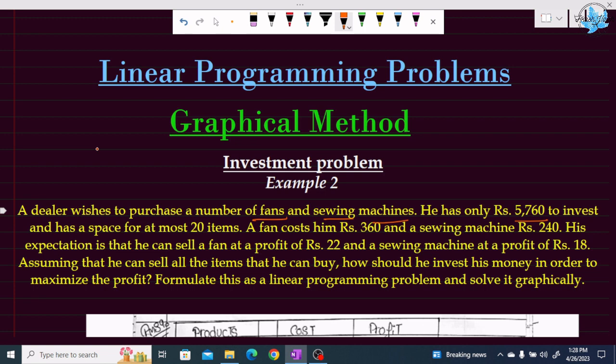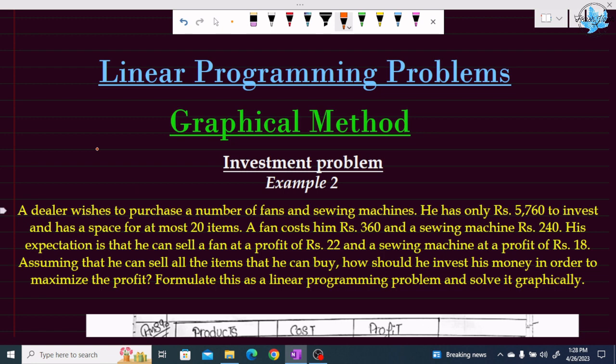एक डीलर है जो कि परचेज करना चाहता है फैंस एंड स्विंग मशीन, but he has only 5760 rupees to invest. Then come to the second line, and has a space for at most 20 items. मतलब जो उसके पास स्पेस है उसके अंदर only 20 items, that is at most, ज़्यादा से ज़्यादा 20 items he can have.